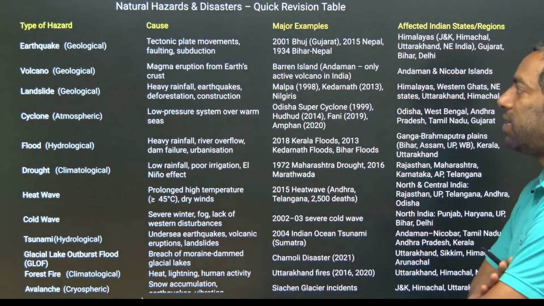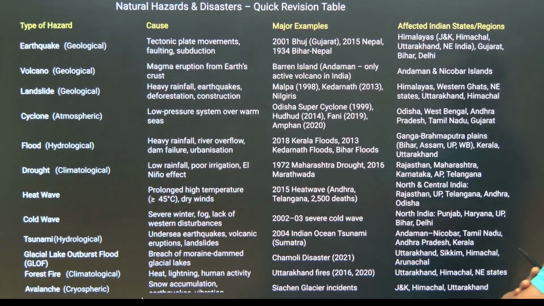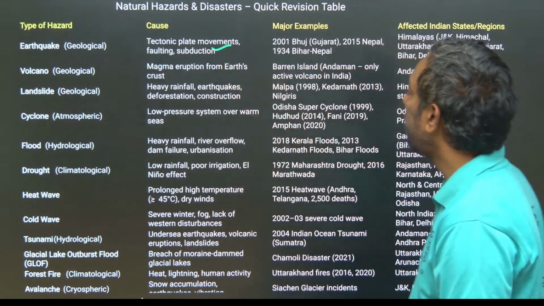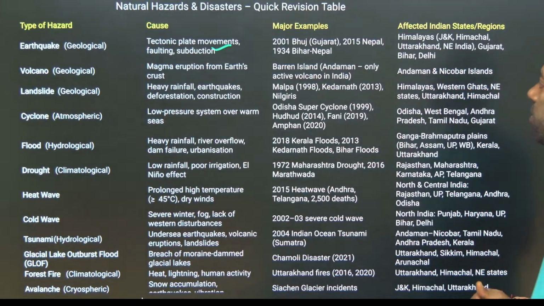Types of hazard, causes, major examples and affected Indian states and regions. Earthquake is a geological hazard caused by plate tectonic activity. Major examples are Gujarat 2001 and Nepal 2015. Affected areas are mostly Himachal, Jammu Kashmir, Uttarakhand, the northeastern states, Gujarat, Bihar and Delhi.